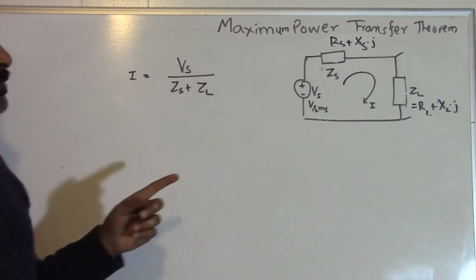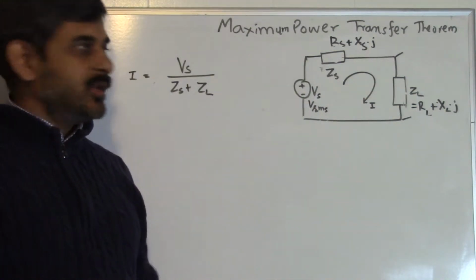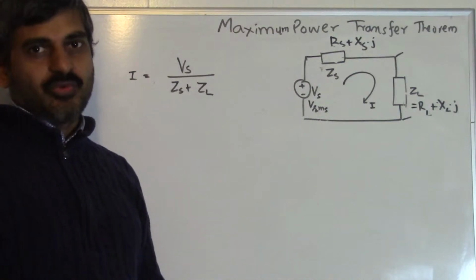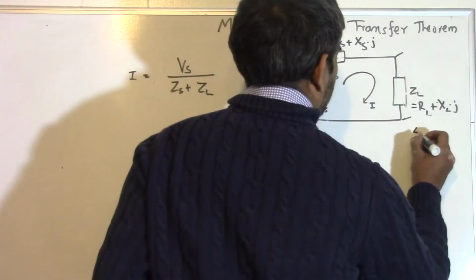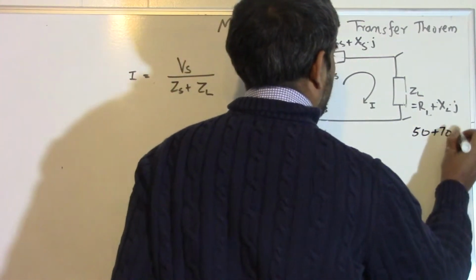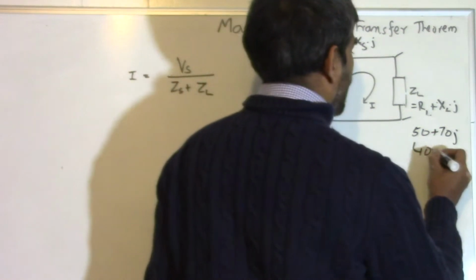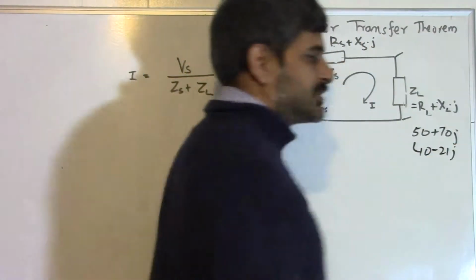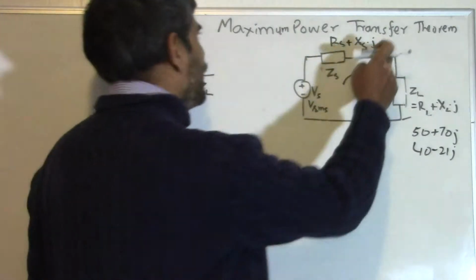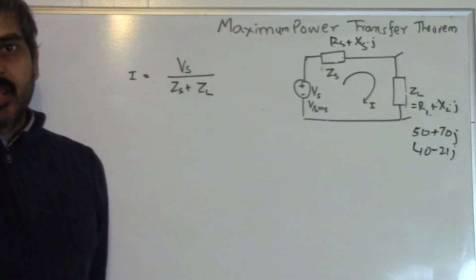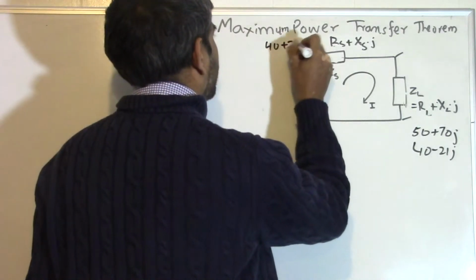The method is the same. The theorem has very important implications, for example, in antenna theory, impedance matching, and so forth. For example, the load here could be something like 50 plus 70j if we have an inductive load, or could be 40 minus 21j, with some resistive component of the load. And in the same way, the source impedance can also be something like 40 plus 70j or anything.